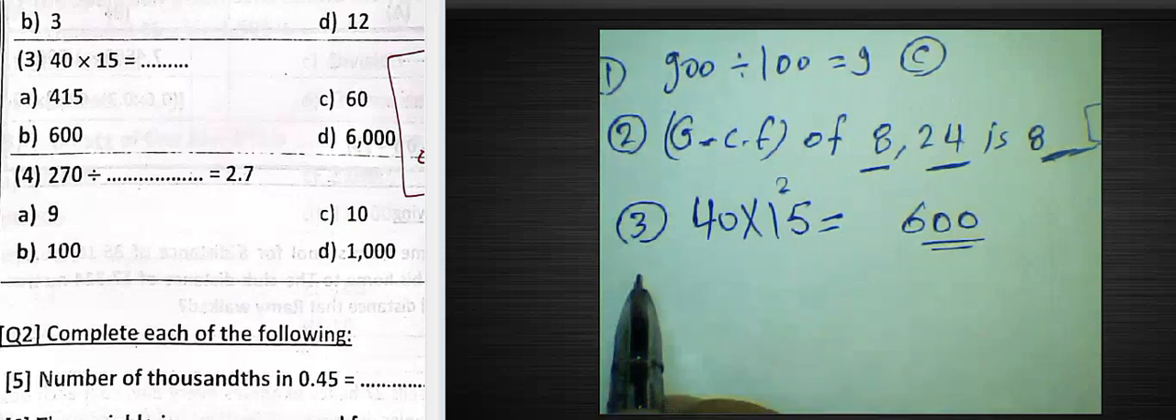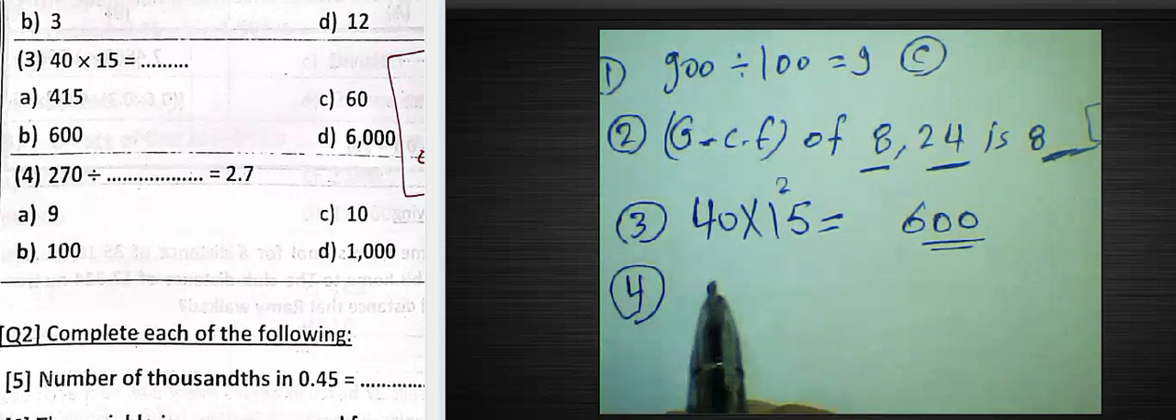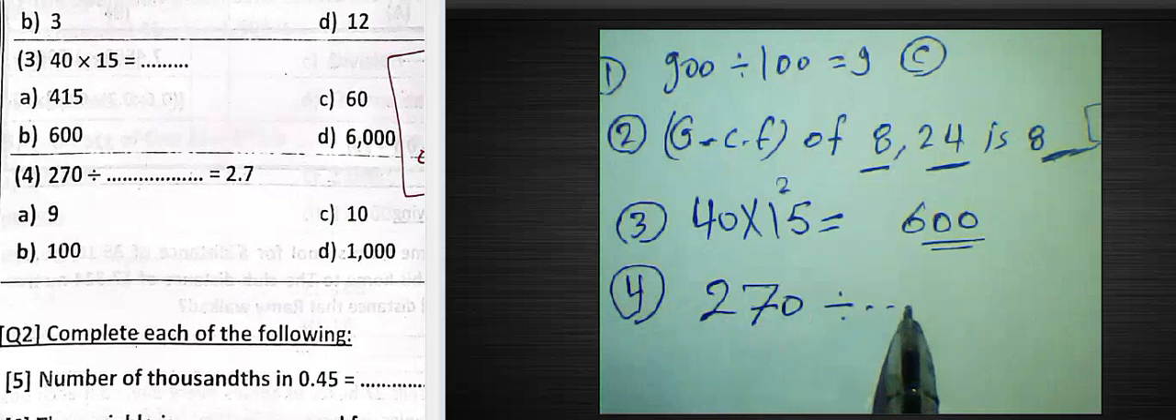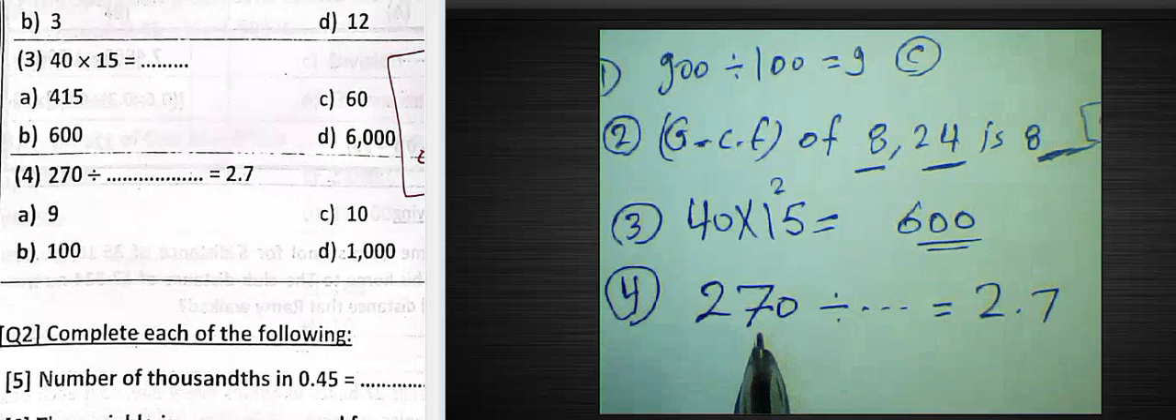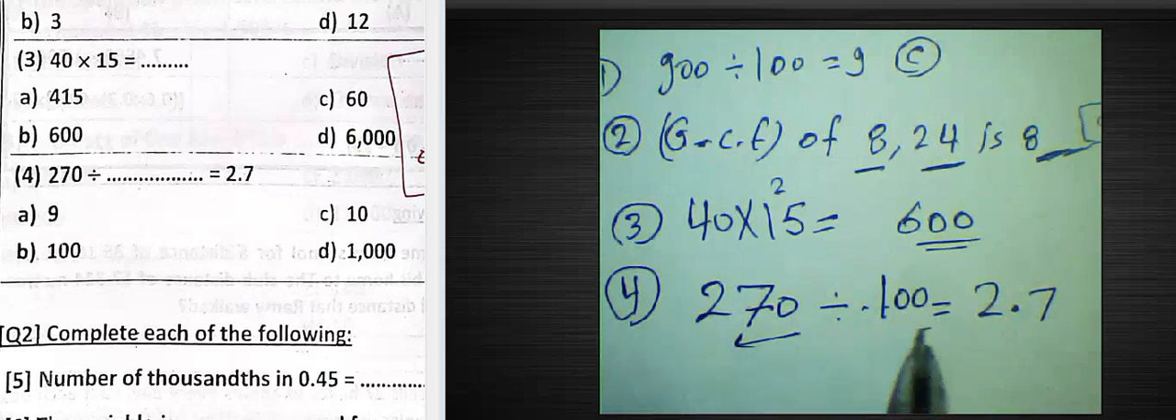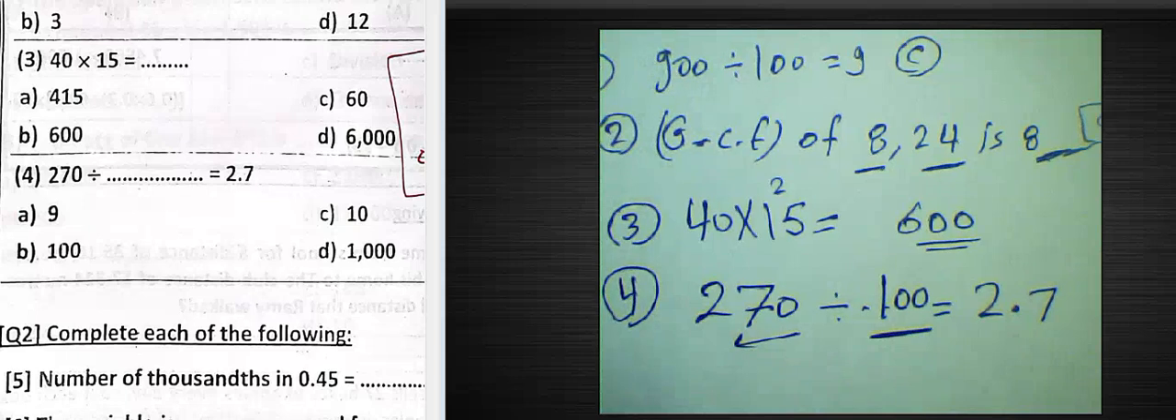And what about question number 4? 270 divided by space equals 2.7. We know the point here will be after 2 digits, because the point lies between 2 and 7. So we must divide it by 100. We must write 100 here for question number 4. Choose letter B.